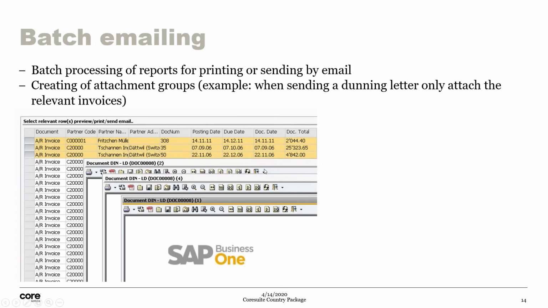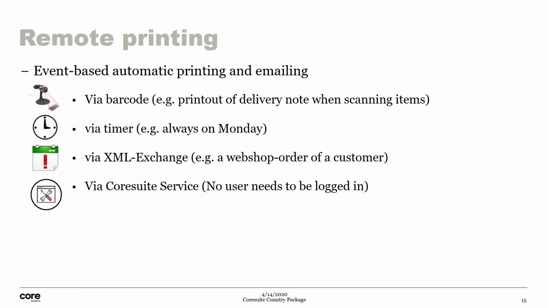And here, if we go back to the presentation, we see, okay, batch emailing is possible so that we send a lot of emails immediately, remote printing, so automatic printing and emailing via barcode, timer, XML exchange, or one of our newer products, the Coresuite service, which means that you don't need any logged in B1 user anymore. The Coresuite service is a Windows service that gives you the possibility to, as example, send emails by the end of the day with all the invoices without any logged in user in Business One.